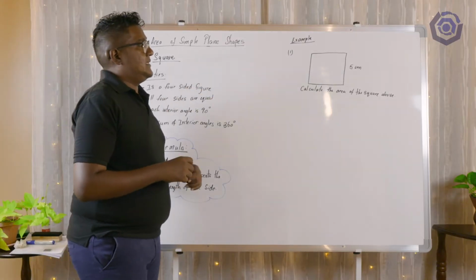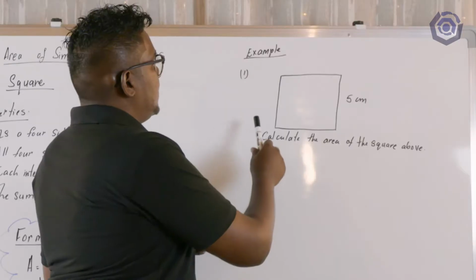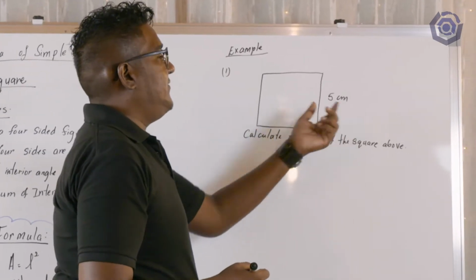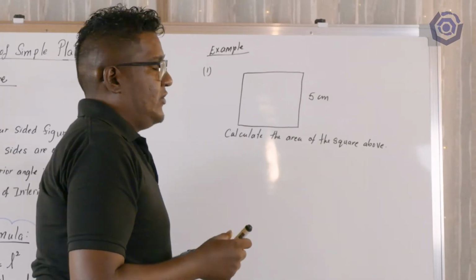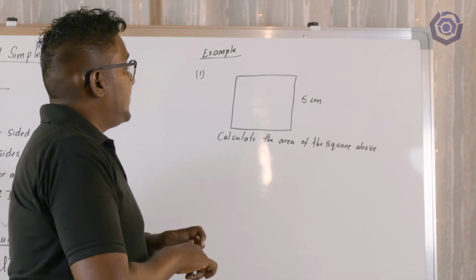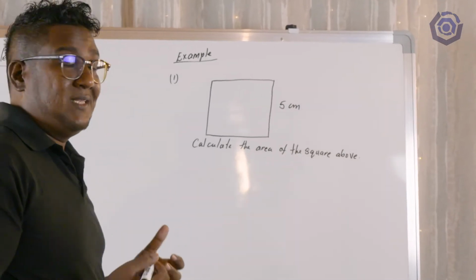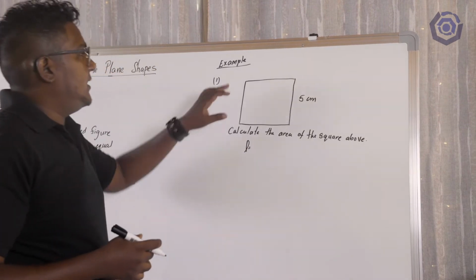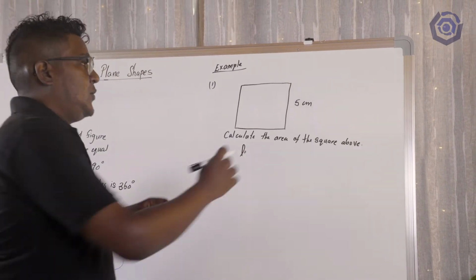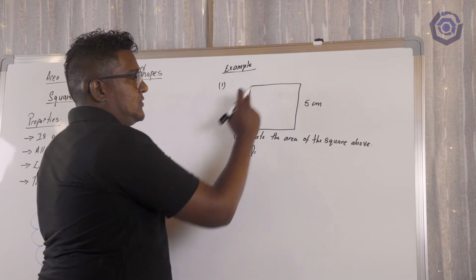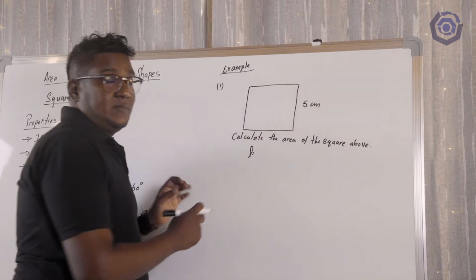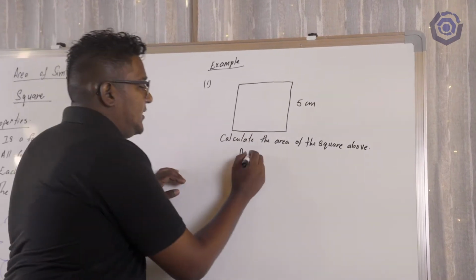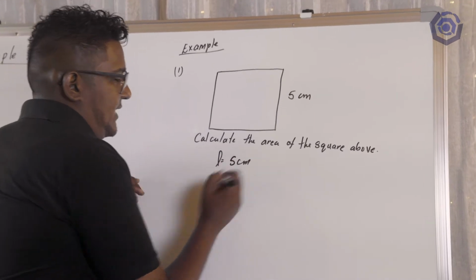Now, let's look at the example across here. So you have a square with 5 cm, and you have to calculate the area of the square above. The first thing you have to do is identify what is L. So we said that L is the length of one side. And since we said that all 4 sides are equal, if this side is 5, then here is also 5, here is 5, and the bottom is 5. So we know that L is 5 cm.